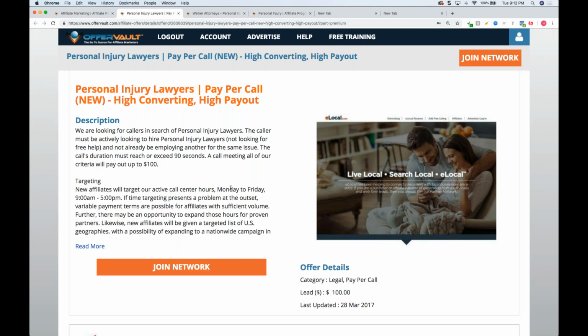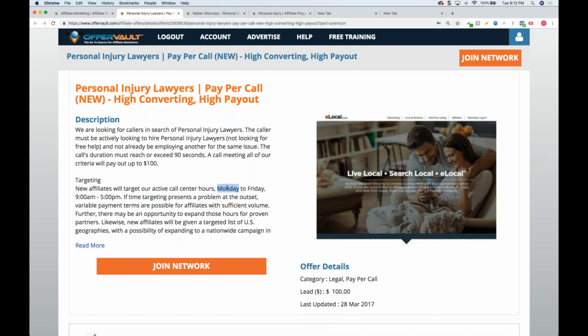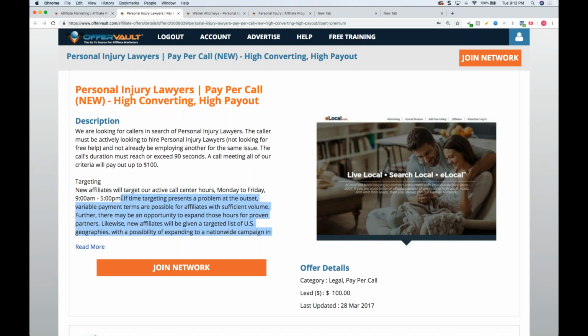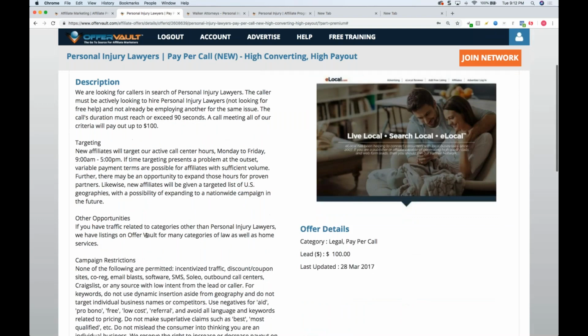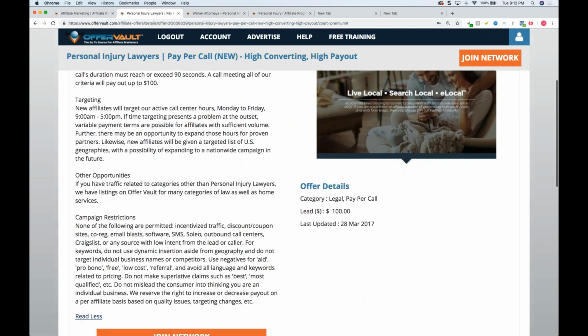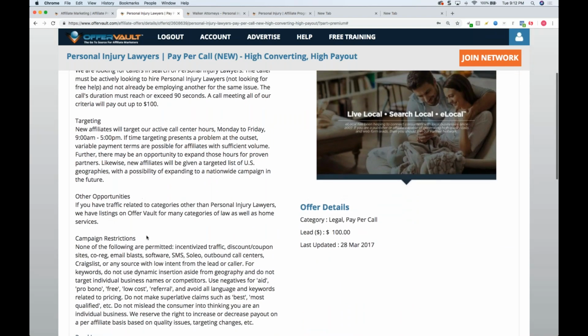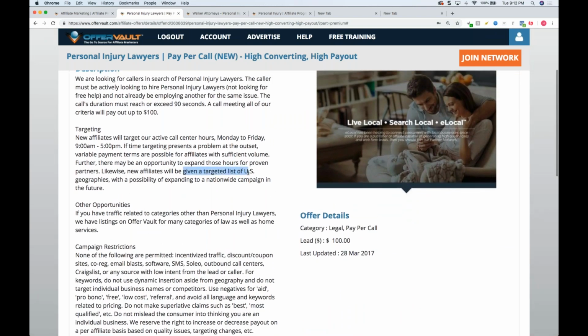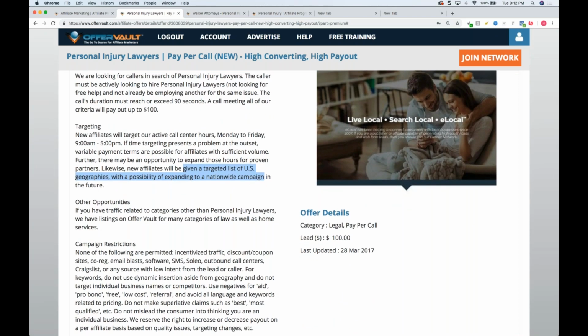Here's another really important point here. This is day parting, which we talked about in our traffic series also. This offer only accepts traffic from Monday to Friday, 9 a.m. to 5 p.m. And one of the questions that I would ask the network is I would want to understand if I'm running in these specific areas or specific geographies. As you can see here, you're going to get a targeted list of U.S. geographies, right?